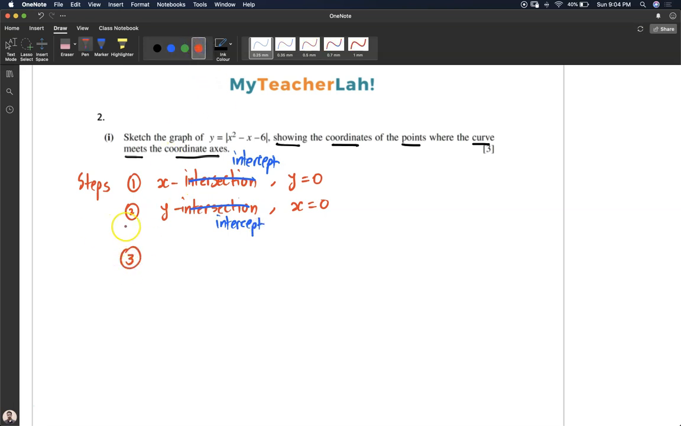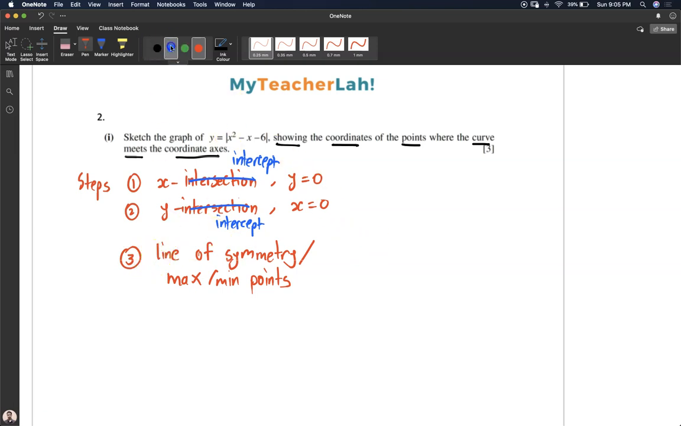So step number 3 is line of symmetry. Especially if you're drawing a quadratic graph, this would prove to be very useful. So line of symmetry, or you can also get the maximum minimum point, whichever feels more useful to you. Now, if the question asks you to show the max and minimum point, please make sure that you find this step. Later I'll show you why this third step is quite important, so that you get the right shape of the graph.